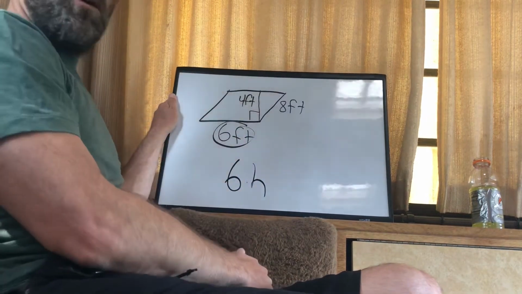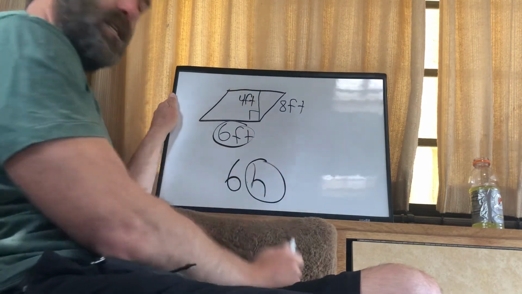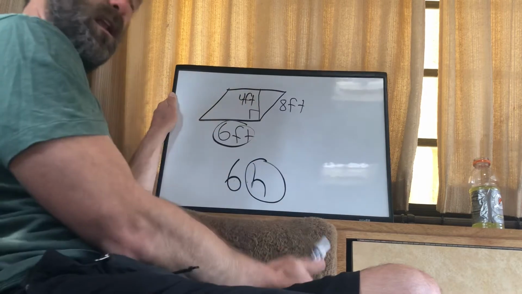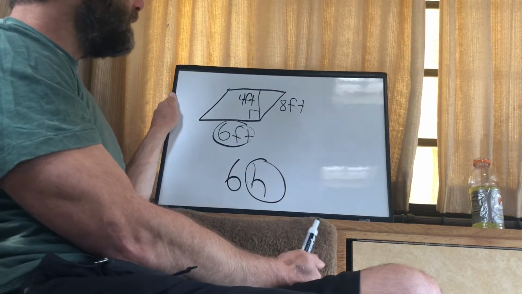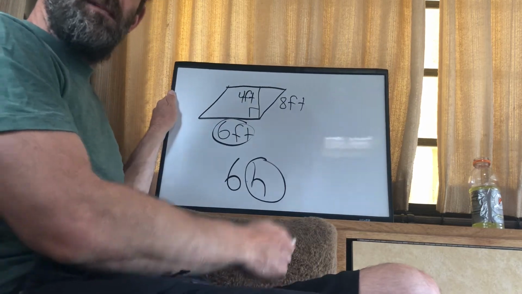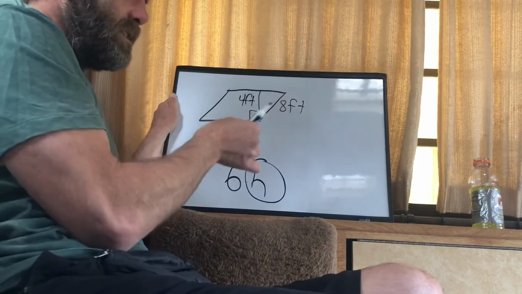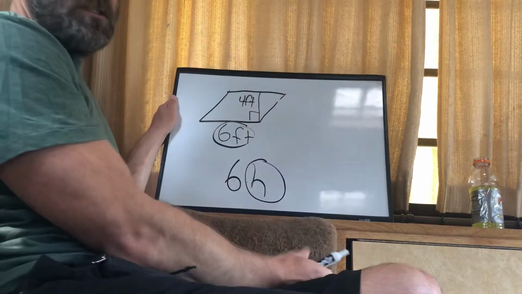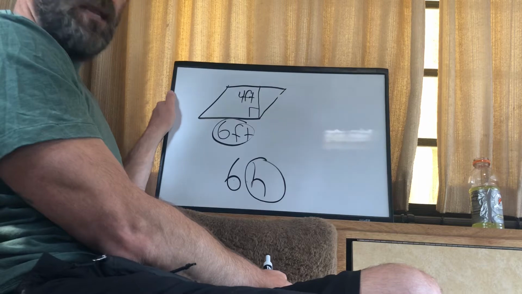Now the question is, what's your height? Is it 8 feet or is it 4 feet? Which side or which length is straight up and down? Because whenever you're talking about the height of an object, it's always up and down. It's never diagonal. So this 8 feet is just there to confuse you. It's just more information than you need.